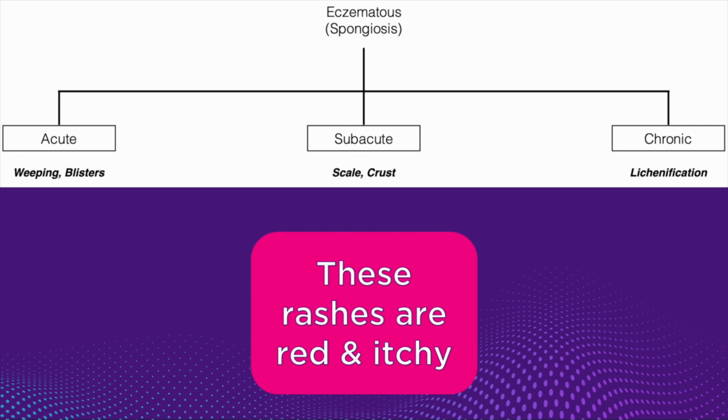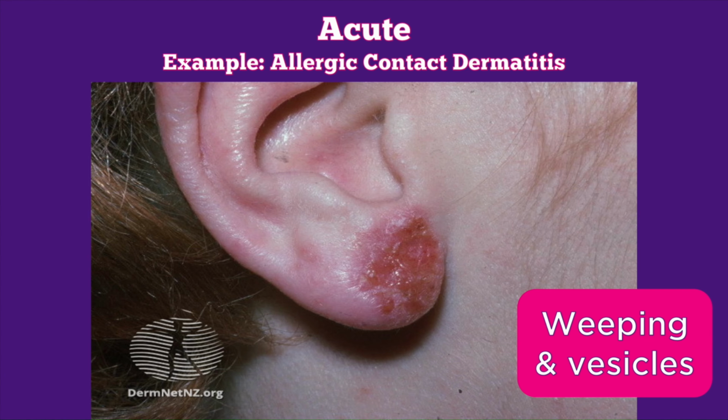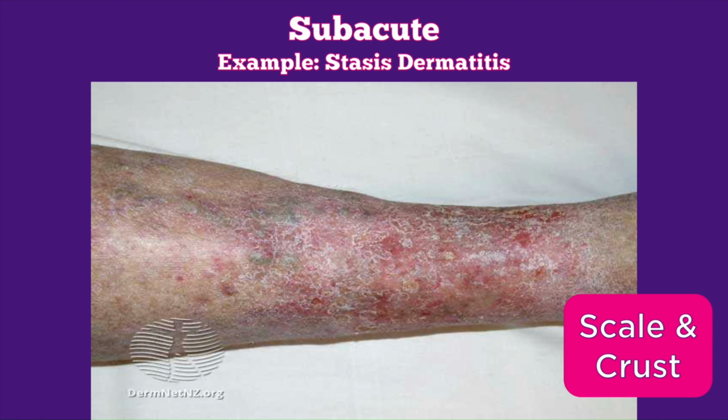These eczematous disorders can all take on an acute, subacute, or chronic appearance. Acute eczematous reactions, such as allergic contact dermatitis to poison ivy, typically occur within hours or days and present as very inflamed lesions that weep fluid and can have vesicles and bullae. Subacute eczema occurs after those acute lesions crust over and will start to display scale and crust.